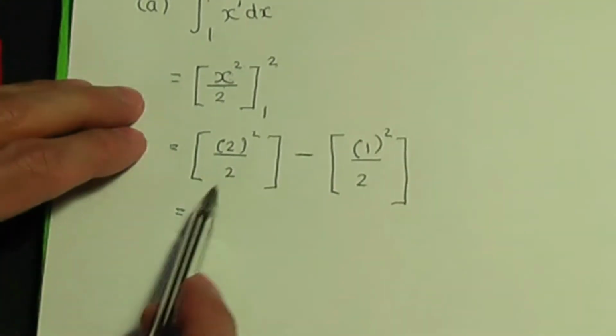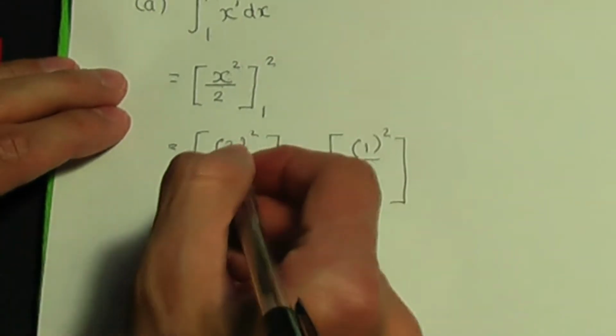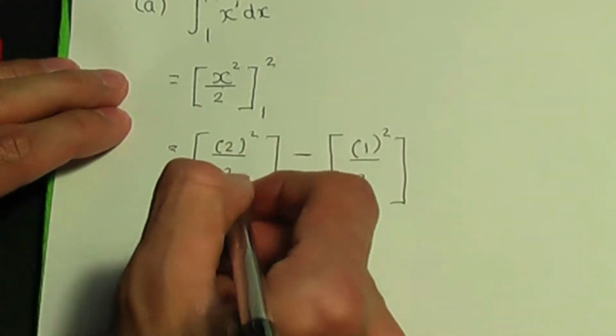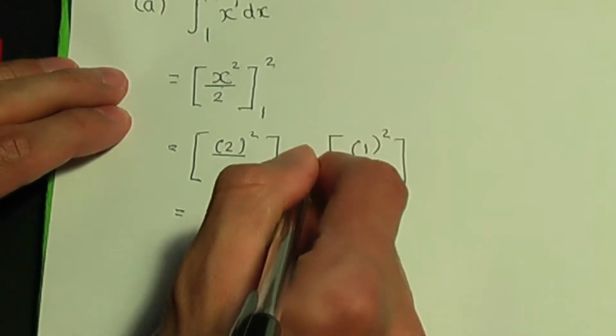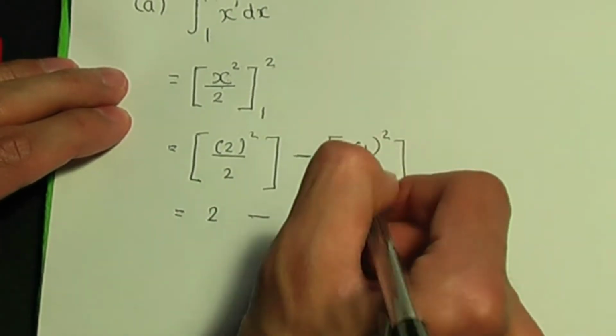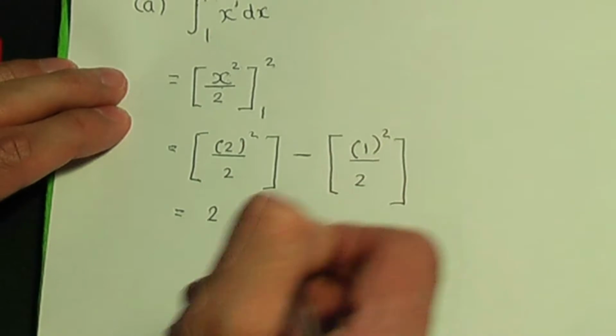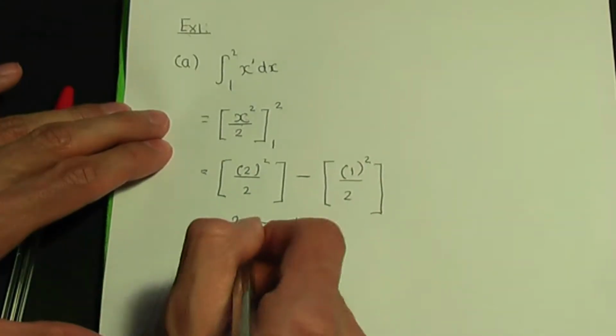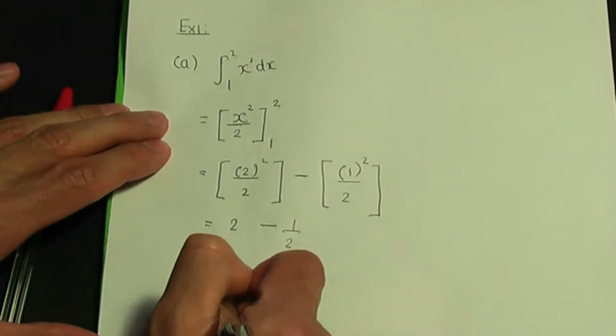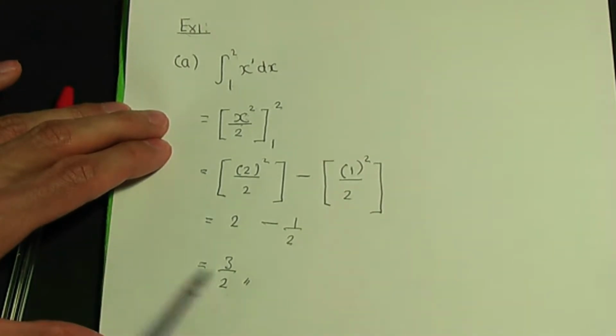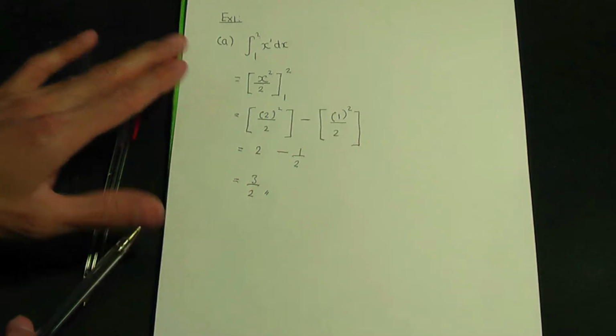So the rest is now calculation. So 2 to the power 2 is 4. 4 divided by 2 is 2, minus 1 squared over 2 is 1 over 2, or half. 2 minus half, 3 over 2. So this should be the solution to part A.